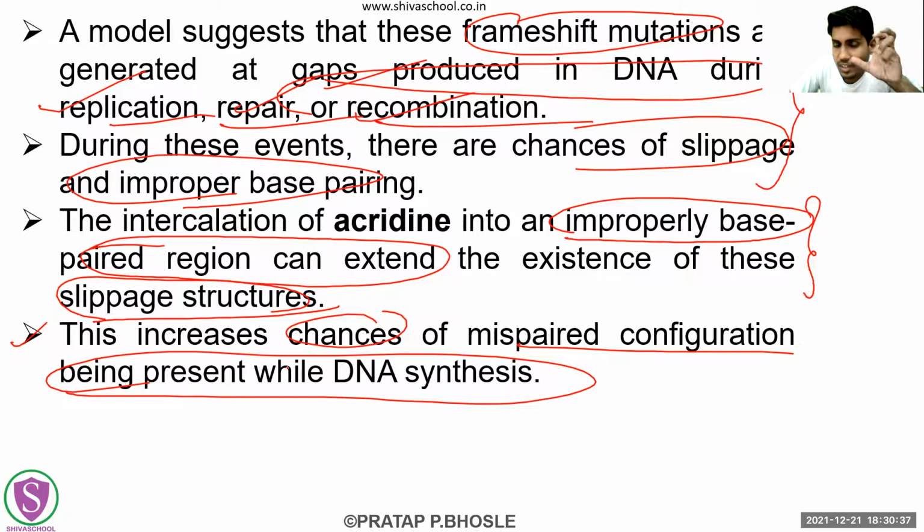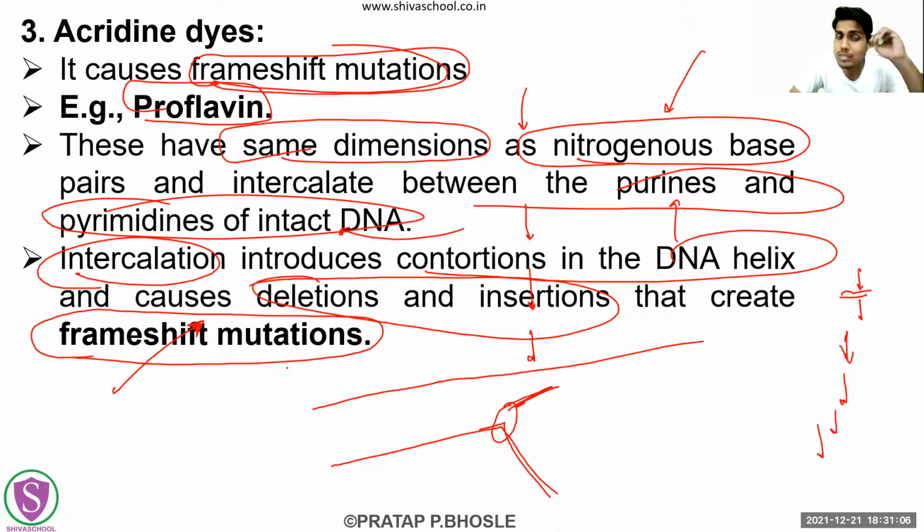If that intercalation keeps the defect as it is, then ultimately the mispairing will get carried into the next DNA. So the next DNA which is going to be formed will obviously be a different kind of DNA. A different DNA means what? A mutated DNA. So this is what is going to happen because of the acridine dyes.